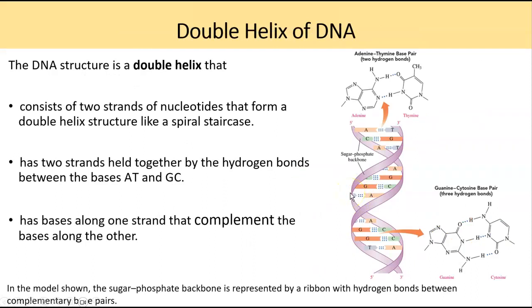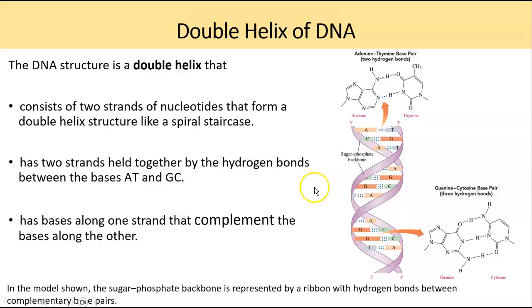Now we'll see the structure of the double helix of DNA. This double helix occurs due to this complementary base pairing. The double helix consists of two primary DNA strands. These two primary DNA strands are held together by the hydrogen bonds between the complementary base pairs, which are adenine and thymine, and guanine and cytosine.